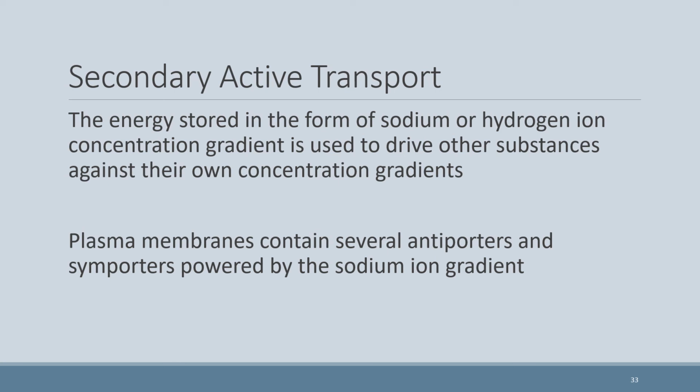So, secondary active transport can be one of two things. It can be an antiporter or a symporter. It doesn't require ATP, but it does require energy in the form of a sodium or hydrogen ion concentration gradient. And it will secondarily then use that energy in order to move an additional secondary substance against its gradient. So let's have a look at what this actually means.